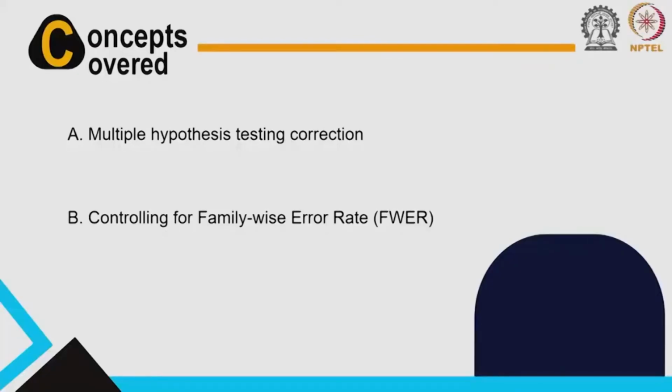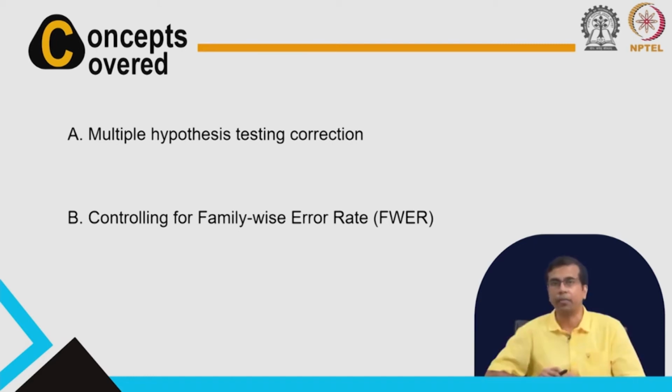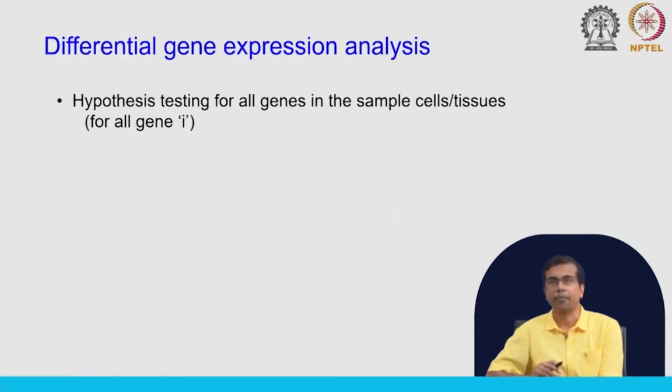So, here are the concepts that we will be talking about in this class. The first is multiple hypothesis testing correction, and the second is one of the methods that we can use for multiple hypothesis testing correction, called family wise error rate correction. These are the two topics that we will be covering in this class.